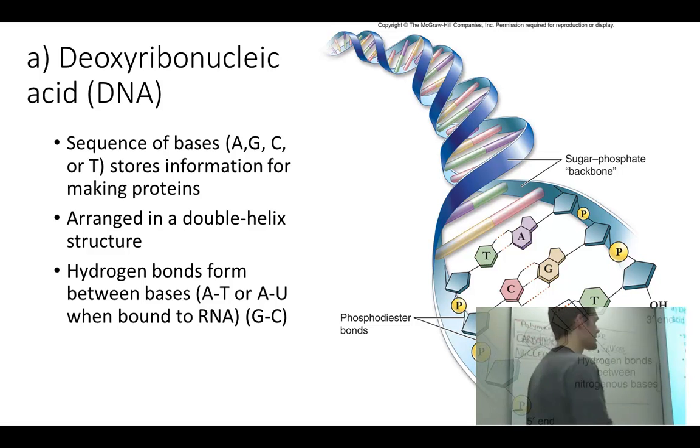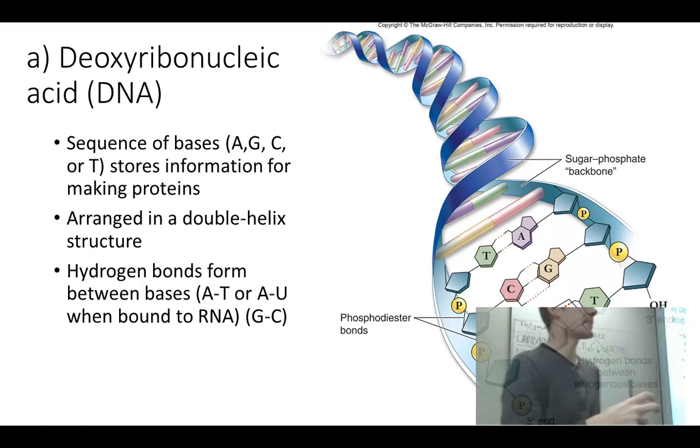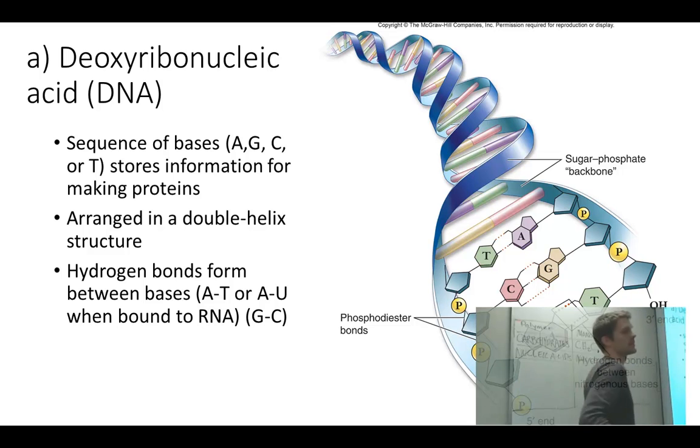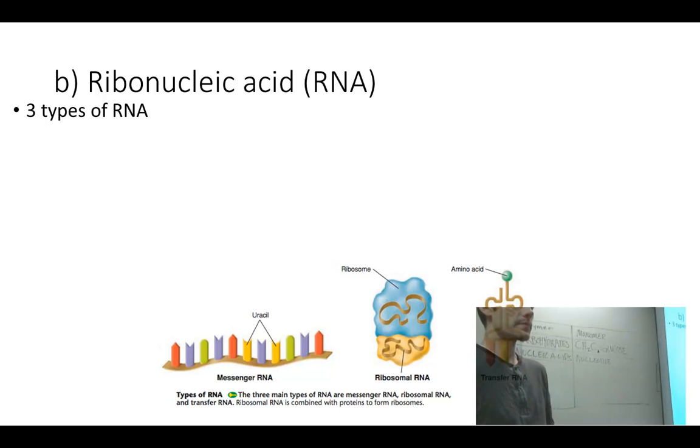And they're specific. So A only bonds with T, or U in RNA, and G always pairs with C. You can see that here: a T and an A, a C and a G, a T and an A. They don't match up right if you have, like, an A with a G. It won't work. They aren't compatible.